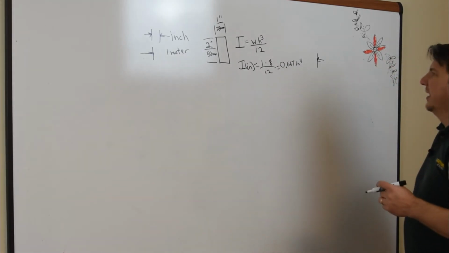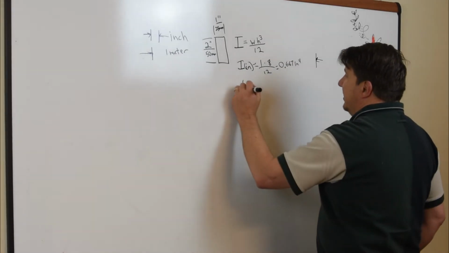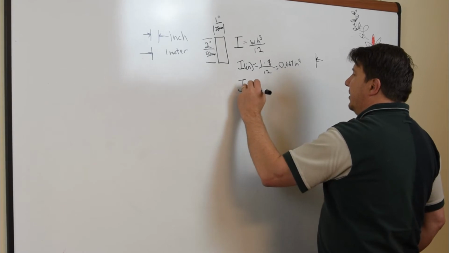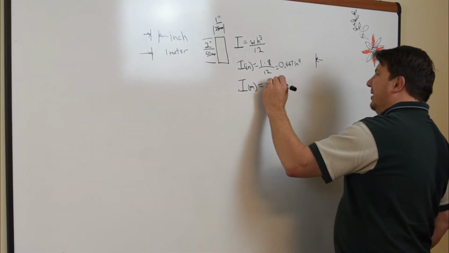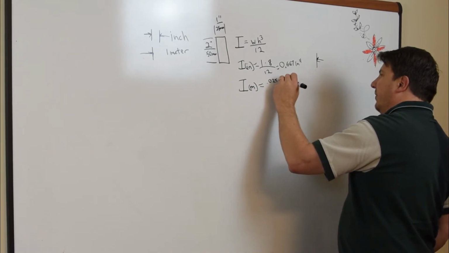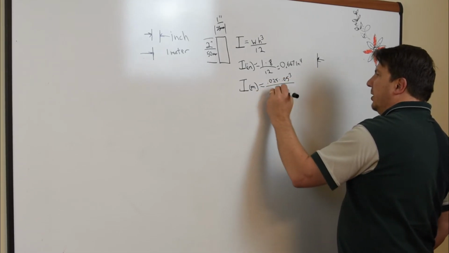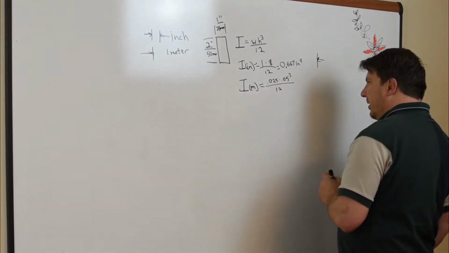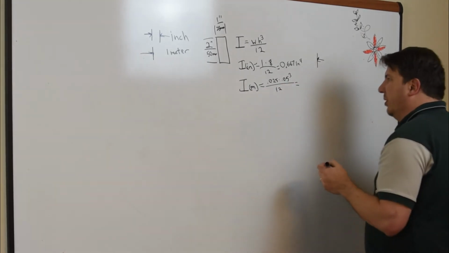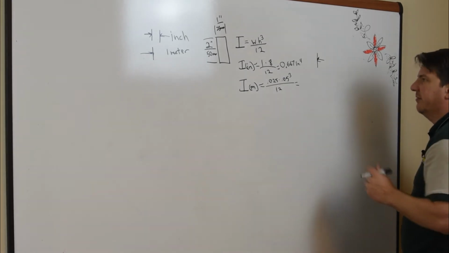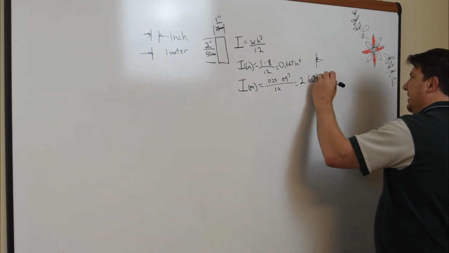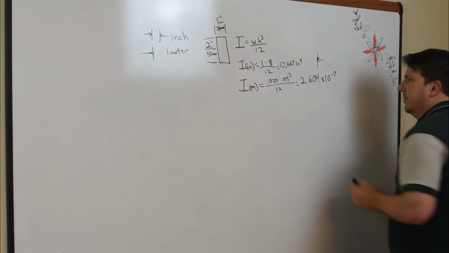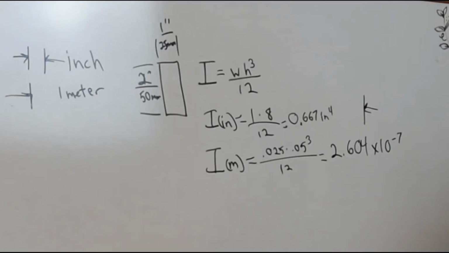Now when I go ahead and do this in meters, I end up with 0.025 times 0.05 cubed over 12. And you can already see my disappointment of how small that number is going to be. And in fact, it is 2.604 times 10 to the -7th. That is ridiculously small. I cannot picture that in my head.